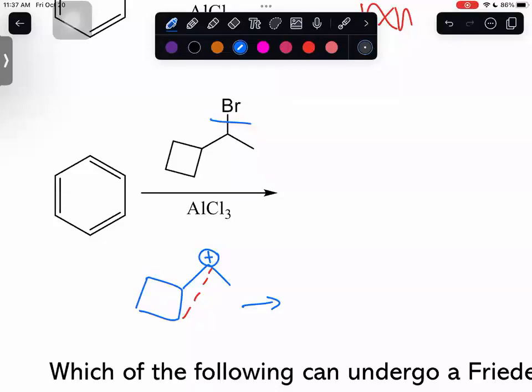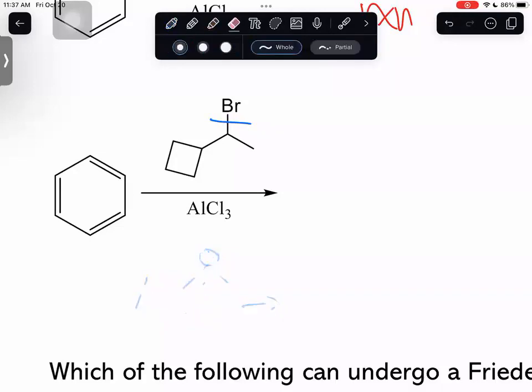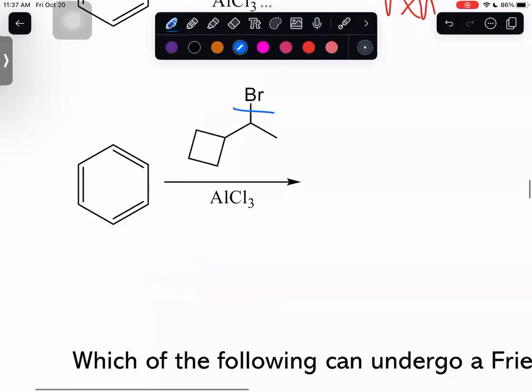But do you guys want me to break down the ring expansion step by step? Okay, let's do that.